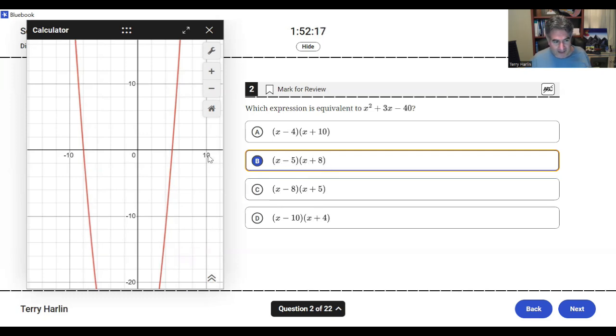x minus 5 and x plus 8 is going to give me the equation I want here. So that's how we can solve this really quickly.